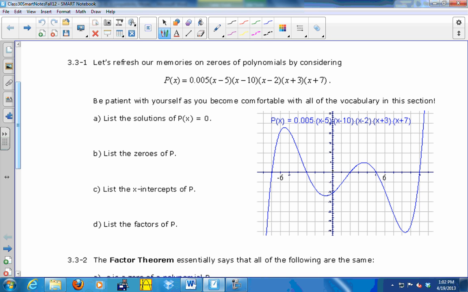Fifth, yeah. If I multiplied it all together, I'd be multiplying x times x times x times x times x, so it would be an x to the fifth. So I have a fifth degree polynomial here. Now, if I were to set this polynomial equal to 0, what would my solutions be?